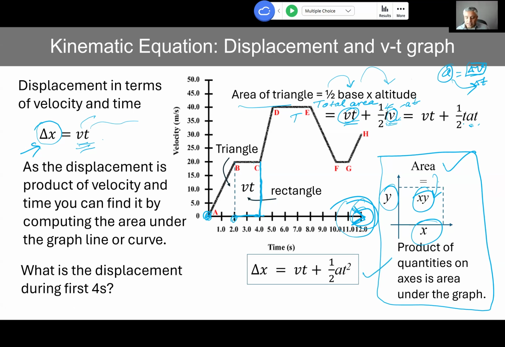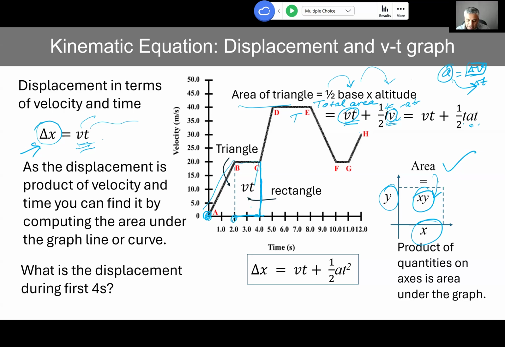So that is the second kinematic equation. Even if you did not understand how we got it, you need to learn this and learn to use this. You also need to keep in mind that the area under the velocity versus time graph is displacement. This fact here.